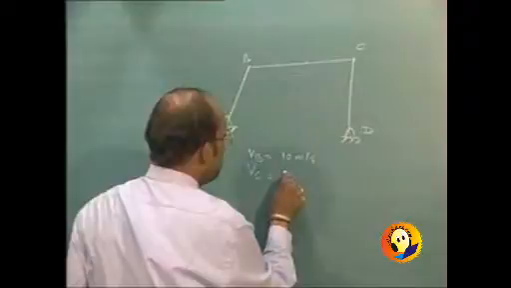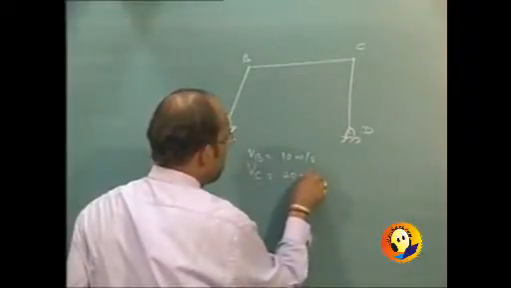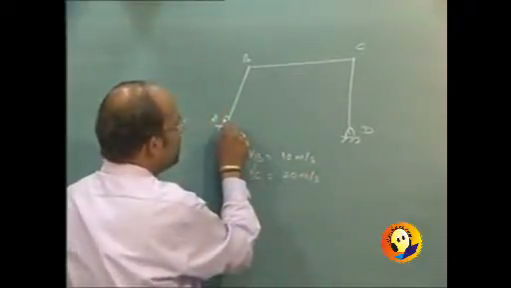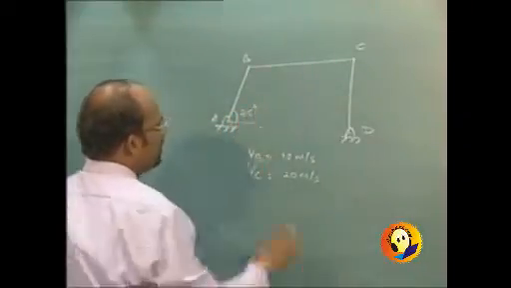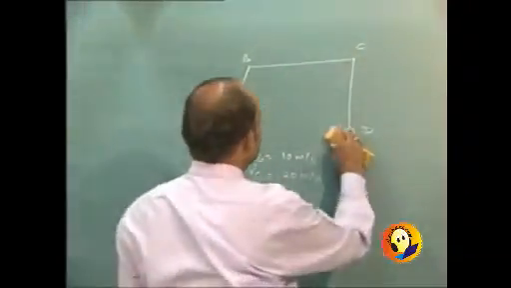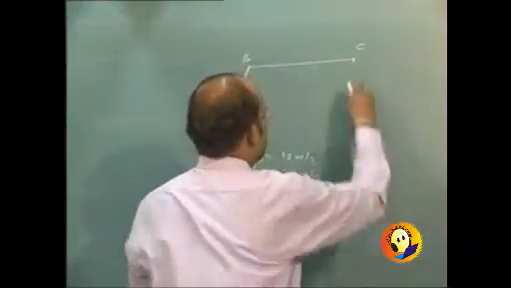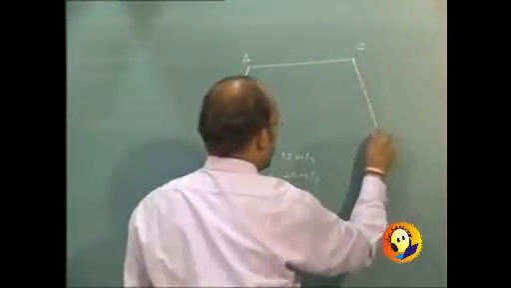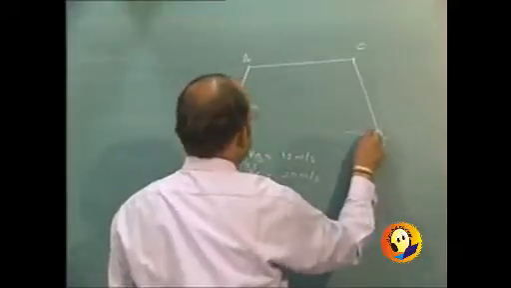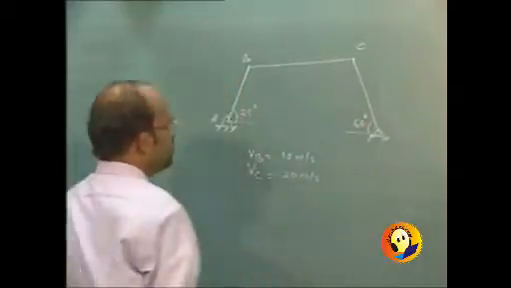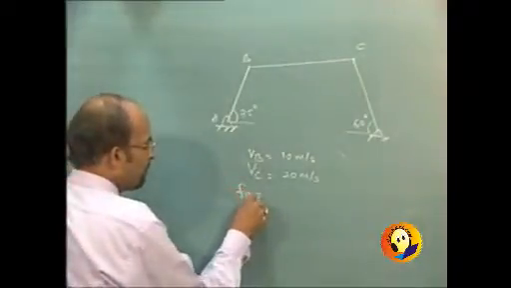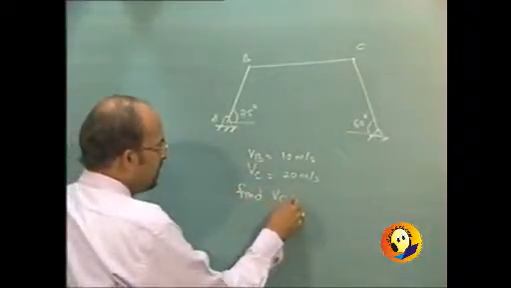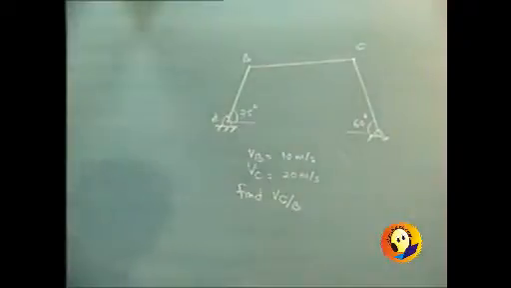is given to us as say 20 meters per second, and the orientation is also given to us that this angle is 75 degrees, whereas if I slightly modify the figure, this angle is 60 degrees, and it is asked to find velocity of C with respect to B. Velocity of C with respect to B.